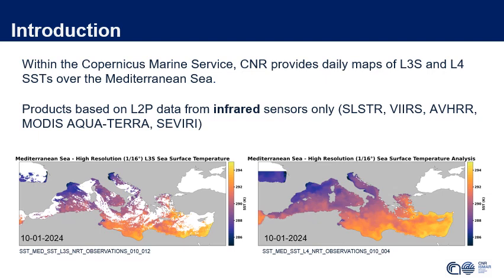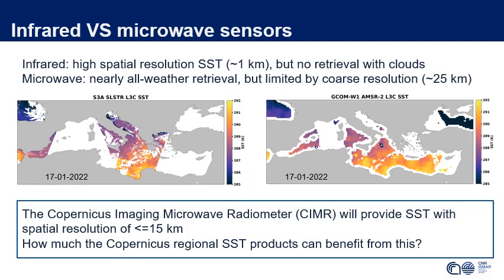Within the context of the Copernicus Marine Service, the National Research Council of Italy provides two SST products for the Mediterranean Sea, a merged multisensor Level 3 SST and an optimally interpolated gap-free Level 4 SST. These products are based on satellite observations from infrared sensors only. Infrared sensors have the advantage to retrieve SST at high resolution, but only in clear sky conditions.